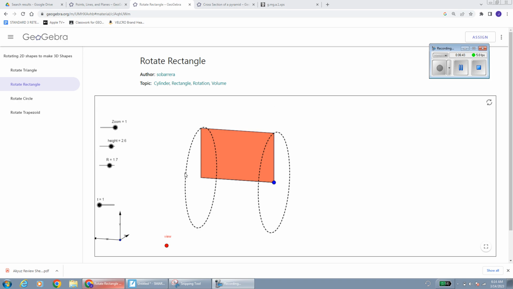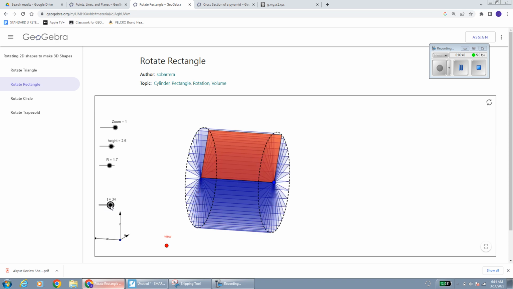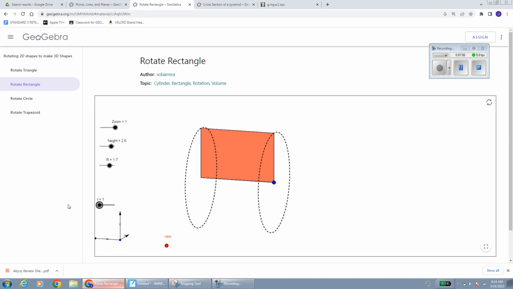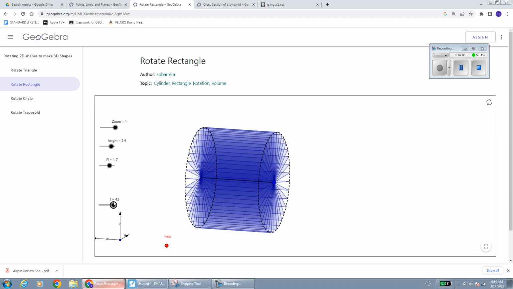And if you take a look over here, if we start with a rectangle and we rotate it really, really, really fast around the line, it becomes a cylinder. So you can visualize this as well with a piece of paper. If you take a piece of paper and you fold it, you get a cylinder. It's the same thing as rotating it really, really fast around the line.